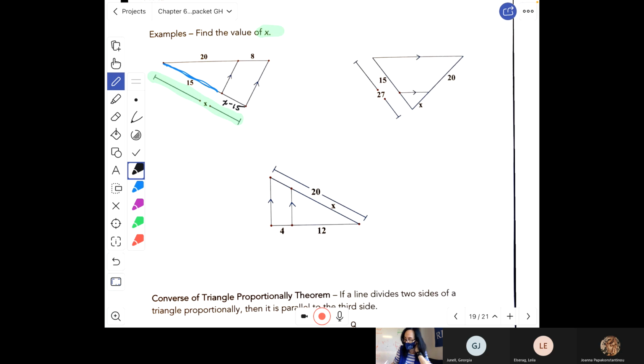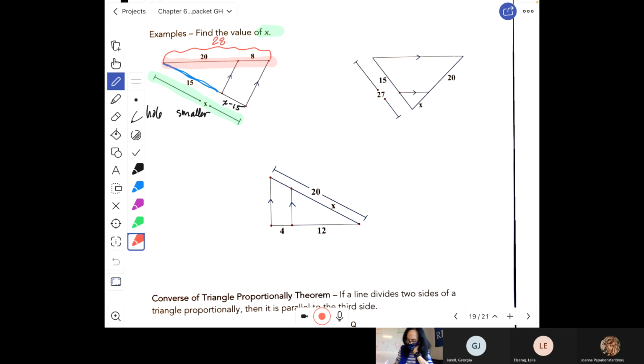All right, so let's go ahead and set up a proportion. Personally, I like to look at the whole thing compared to the smaller part. So that's how I'm going to define my ratio. If I'm looking at whole sides, what is the length of this whole side?